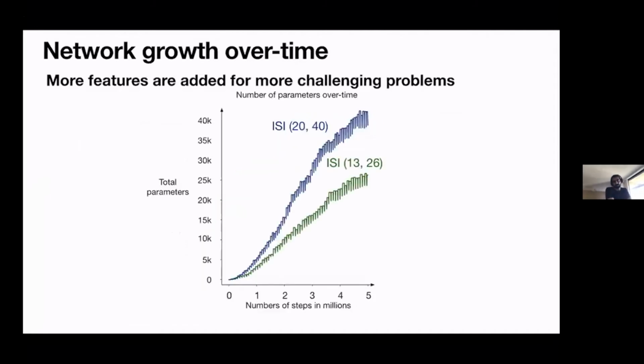And then you would also expect that if you try it on a more difficult problem, then it would add more features. And that's exactly what you see. If you try it on an ISI 2040, then the network grows more quickly.